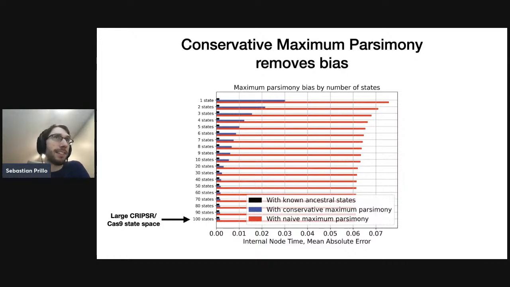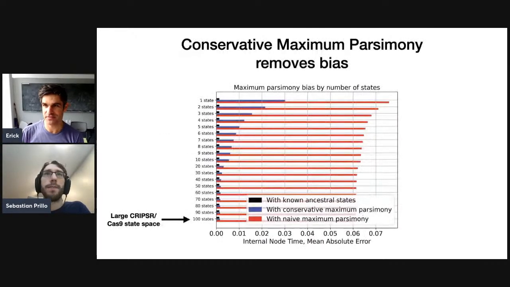Now, if there were fewer states, if we had a binary system, for example, with just the uncut state and one cut state, then you can see that naive maximum parsimony and conservative maximum parsimony still incur a lot of bias compared to having the ground truth ancestral states. Conservative maximum parsimony is still better. But the really cool thing is that as the state space gets larger and larger, the bias from conservative maximum parsimony goes down to essentially 0, whereas naive maximum parsimony never recovers. So I think this is really, really cool.